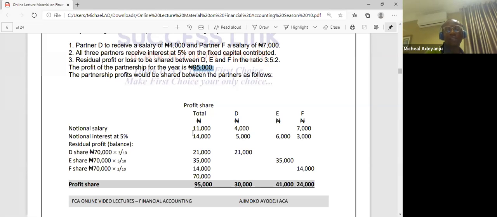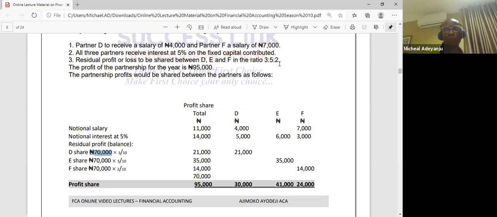So if you add 11,000 and 14,000 together, it's going to give you 25,000. If you subtract 25,000 from 95,000, it's going to give you 70,000. That was how they came about the 70,000 for their residual profit sharing. And guess what? What is the profit sharing? It says 3 to D, 5 to E, and 2 to F.